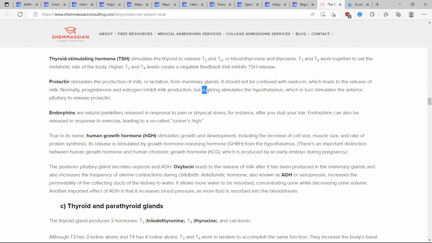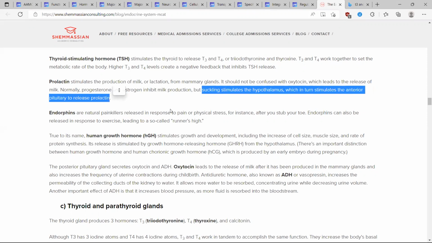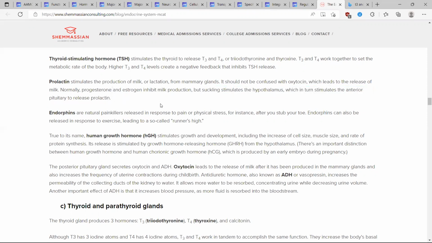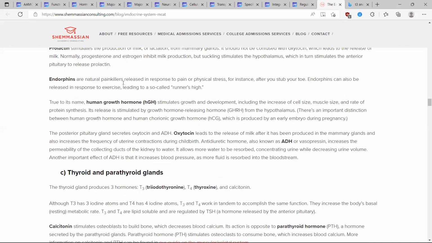So this right here is an example of positive feedback. When a baby suckles, it stimulates the hypothalamus, which stimulates the pituitary to release prolactin. So this is a situation where something is causing a response to occur, promoting a behavior rather than reducing a behavior. So this is a positive feedback example.